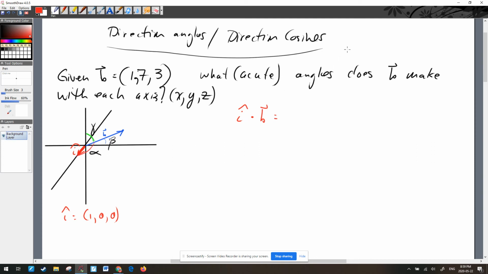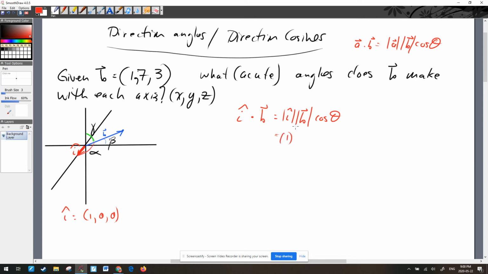Well, I know the definition of A dotted with B is equal to the magnitude of A times the magnitude of B times the cosine of theta, where theta is the angle between them. Interesting. So if I did i dotted with B, that's going to be the magnitude of i times the magnitude of B times the cosine of the angle in between. Well, what is the magnitude of i? It's 1.